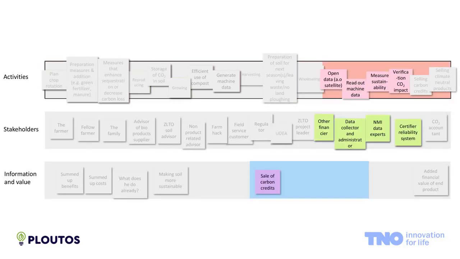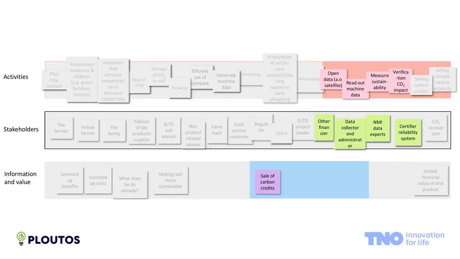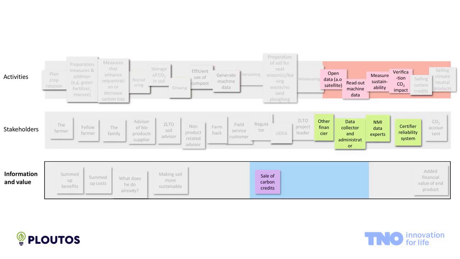After this, the machine's data can be read out, which is among other generated by satellites. The data is measured for its sustainability and the CO2 impact is verified. The data is collected at the NMI database to calculate the soil performance and provide advice for next year. And a reliable certifier system is needed to verify the impact. The value of CO2 stored is translated to carbon credits that can be sold.